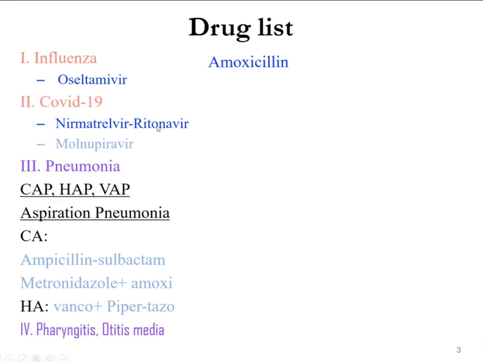So let's start. So here are the drugs for pneumonia and also for pharyngitis, otitis media. Amoxicillin, that's what we're going to discuss first. You already learned all the basics about this pharmacology before. I taught you last year. But today, we are going to go through this one last time, all these antibiotics again.